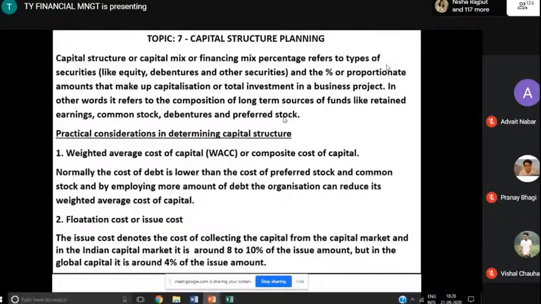Shall we get into the next PPT? Say yes, no. Yes, sir. What is the last line? But in the global capital market, it is around 4% of the issue amount. Therefore, whenever possible, you will collect the money in the global capital market rather than the domestic capital market.